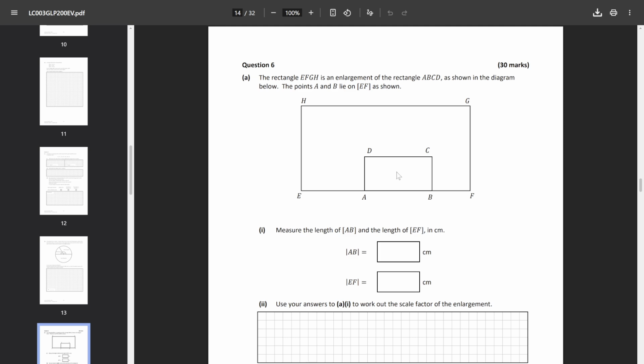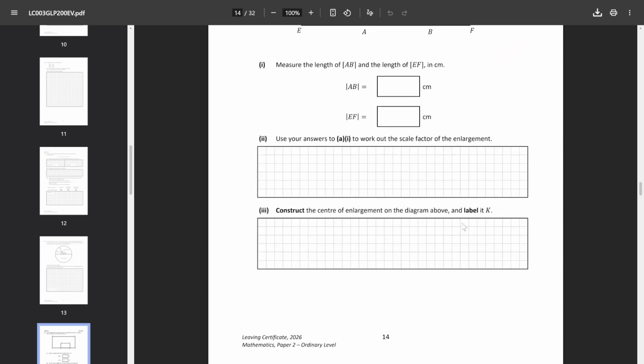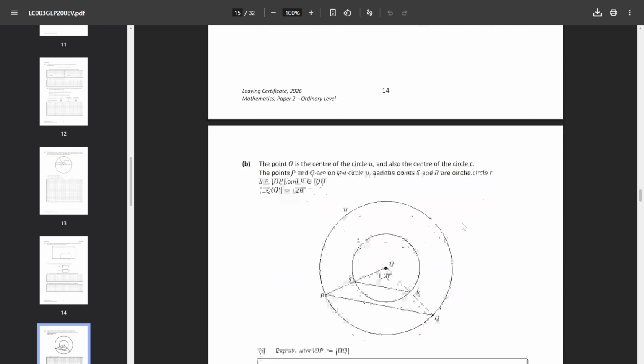Now, question 6. Enlargements we hadn't really expected to come up. This is a bit of an odd one, but definitely entirely doable, even if you didn't know what enlargements were. This one you did need a ruler, and it led you pretty easily to the scale factor, though constructing the center of enlargement might have been a bit difficult for different students.